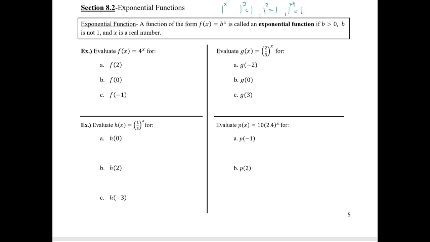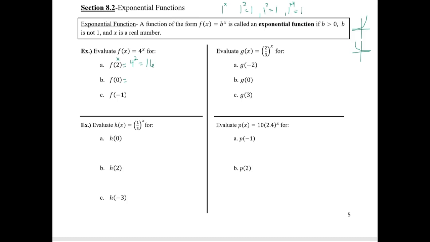And we'll find in later videos that an exponential graph will either have this form or it'll have this form. So let's go ahead and start by evaluating some of these functions. The first function is f of x equals 4 to the x power. So 4 is the base and x is the exponent. And remember, when we have f of 2, that means that x is going to be 2. So we replace x with 2, and 4 squared is 16.